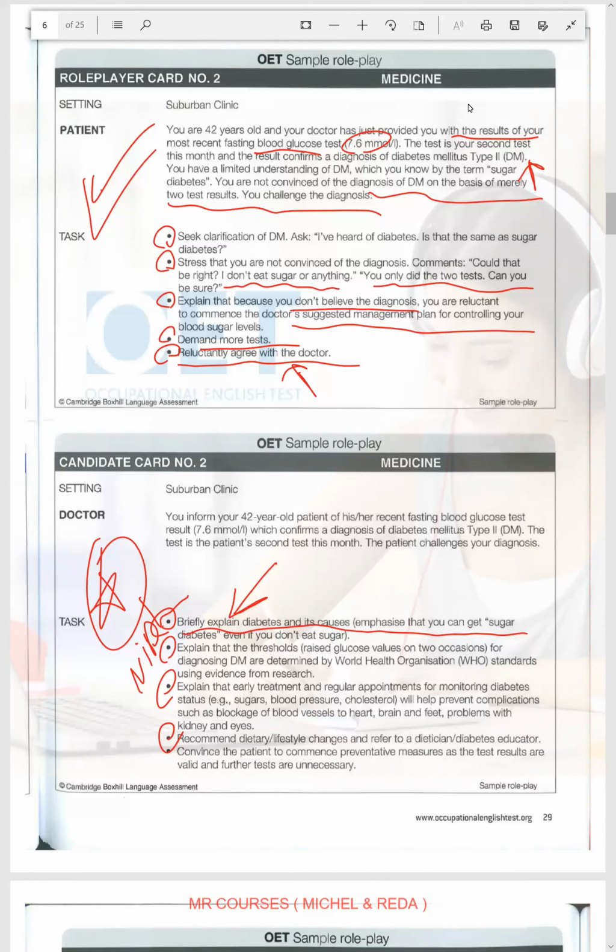Okay, so this explains the threshold: raised glucose values on two occasions, because this is the second test for him. So we have raised glucose values on two occasions. We have done it already. So we are confirming that diabetes mellitus is our diagnosis. This is confirmed by the WHO standards. Okay, and then he will say blah blah blah.